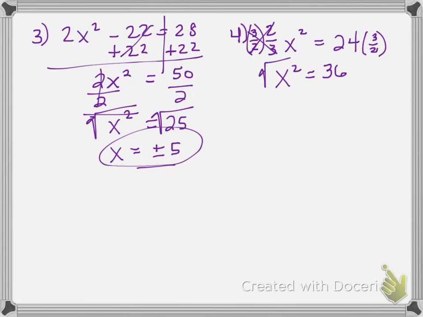I'm going to take the square root of both sides. Remember, on the left, it's always going to cancel. I'm going to be left with x. And then again, 36 is one of my perfect squares. So I get plus or minus 6. All right, one more for today. This is our last one.